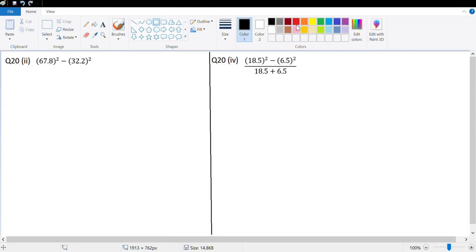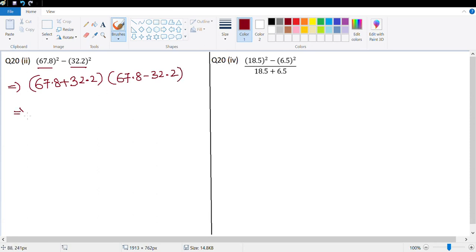That's last two rather. So let's look at question number 20, part 2. Question 20, part 2 says 67.8² minus 32.2². So this is of the form x² minus y², which means this can be written as (67.8 plus 32.2) multiplied with (67.8 minus 32.2).